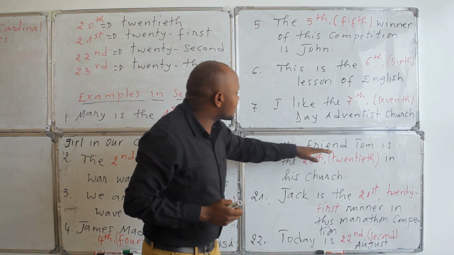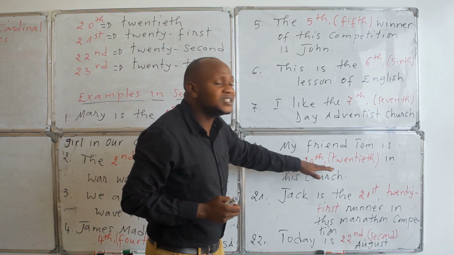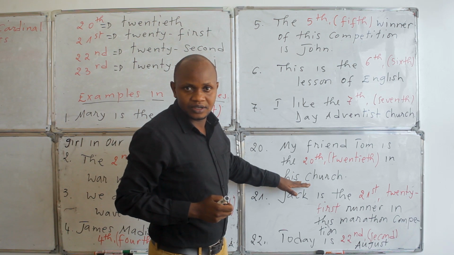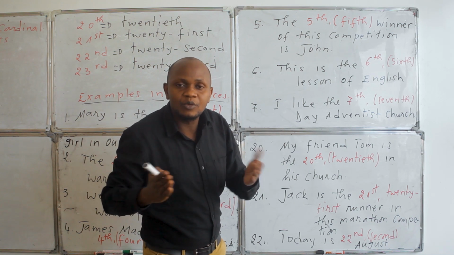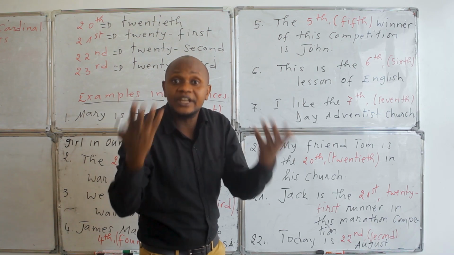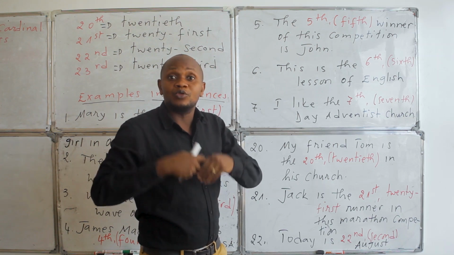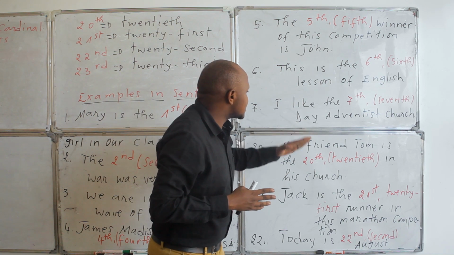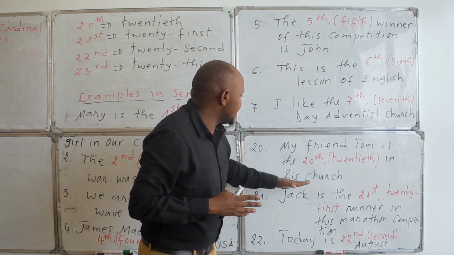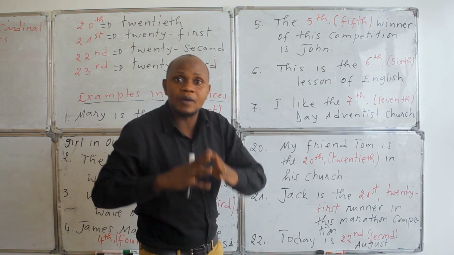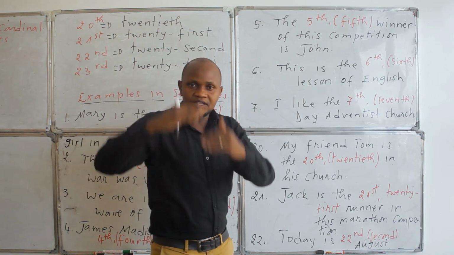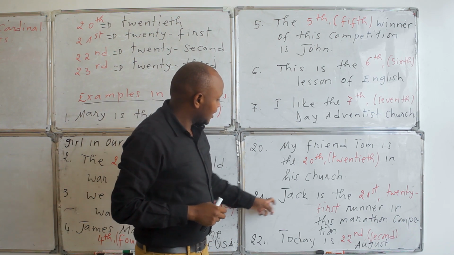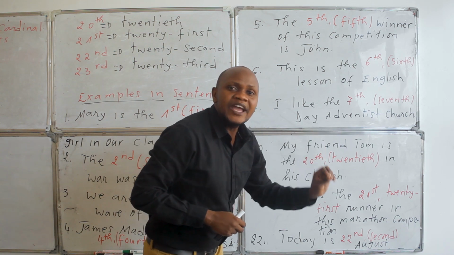20. My friend Tom is the 20th in his church. Tom ni uwa 20 mu rusengero rwabo, wenda mu kuririmba cyangwa se wenda mu gutanga amaturo, I don't know. Mu rusengero rwe ni uwa 20. Wenda hari ukuntu bagiye babashyira mu myanya. Good. 21. Jack is the 21st.